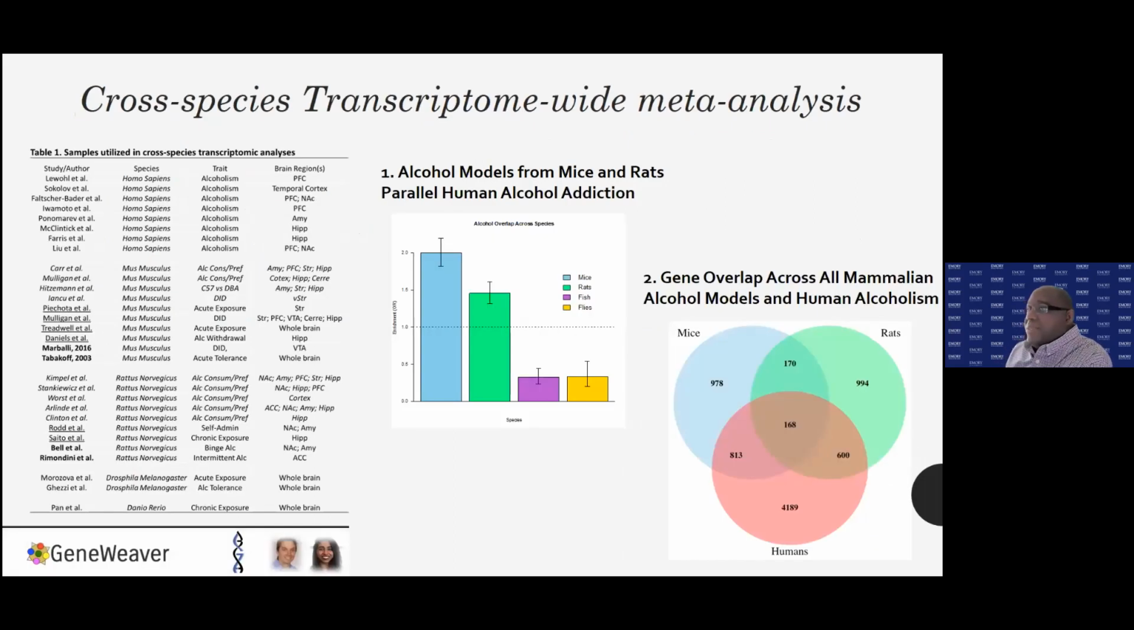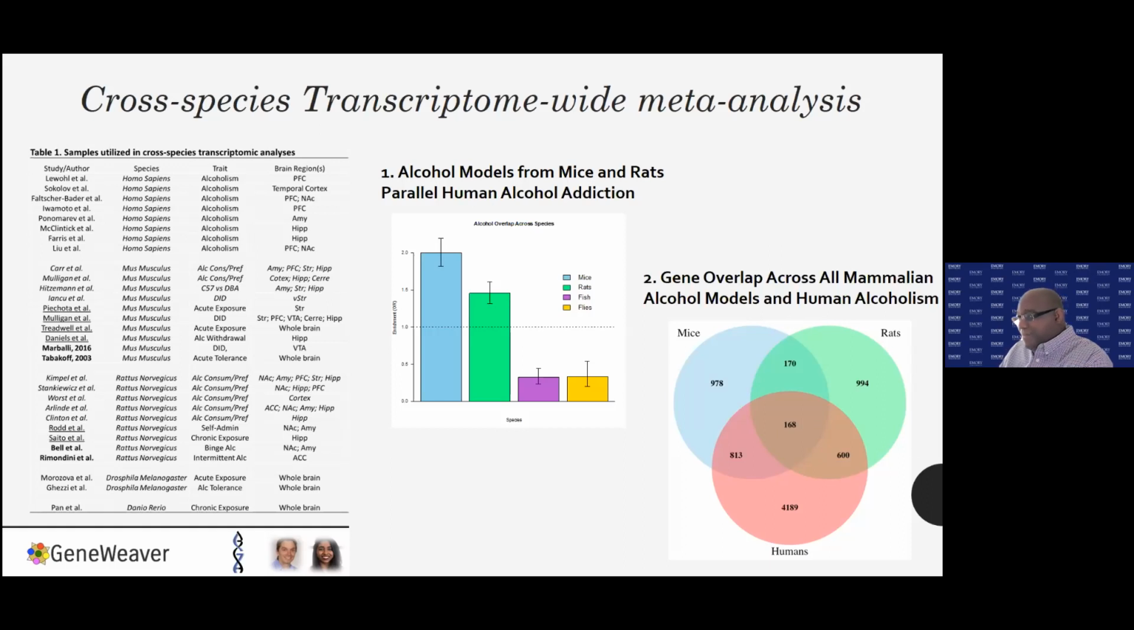On the left, I show you the different studies that went into this analysis. Thank you all for all your hard work. We used all your data, and we conducted a cross-species meta-analysis of all these transcriptome-wide studies on alcohol abuse or dependence. On the right, the gene sets that were most enriched came from mouse and rat studies, although when you look at the table on the left, many of these varied in terms of brain region and phenotype.